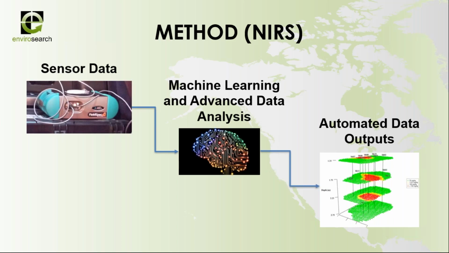The signals you get with near-infrared reflectance spectroscopy can be quite complicated and are non-linearly related to the level of contamination. There are three key steps to using these tools for field screening. We collect our sensor data in the field. We then process that sensor data using machine learning and advanced data analysis tools, and then run those results through automated data output systems to visualize the results quickly and rapidly, to aid in making field decisions quickly.